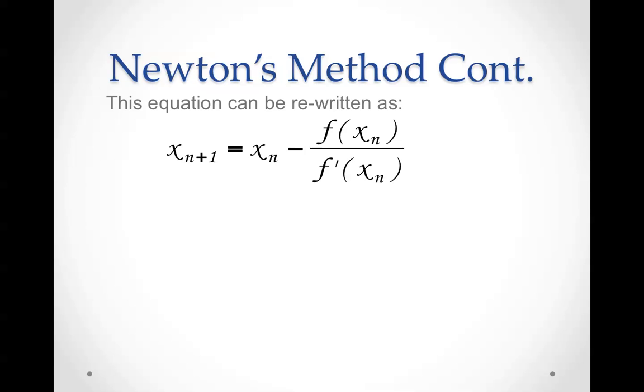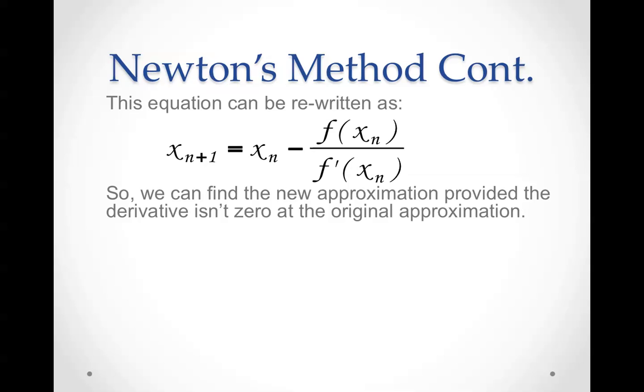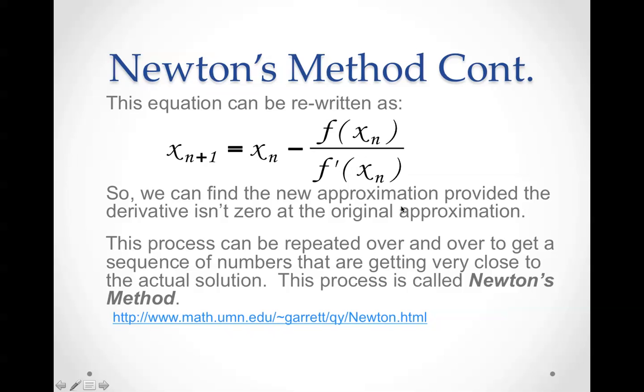This equation can be rewritten as x sub n plus 1 equals x sub n minus f divided by the derivative of f. So we can find the new approximation provided the derivative isn't 0 at the original approximation, because if we get a 0, then we have a 0 on the bottom for the derivative, and we know that can't work. This process can be repeated over and over to get a sequence of numbers that are getting very close to the actual solution. This process is called Newton's method.